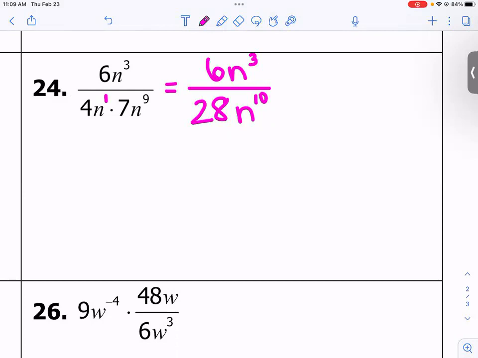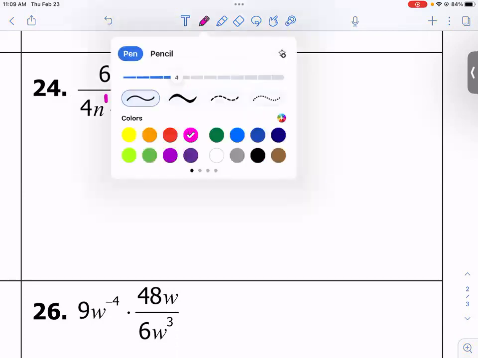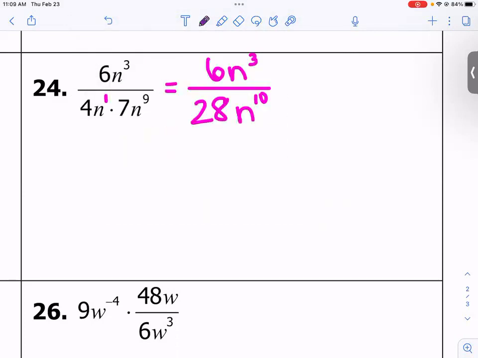Can we take 6 divided by 28? What do we have to do? What number divides into both 6 and 28? Just 2? Wait, no, just 2. Okay, so 3 over 14. All right, 3 over 14, then we have n to the what?